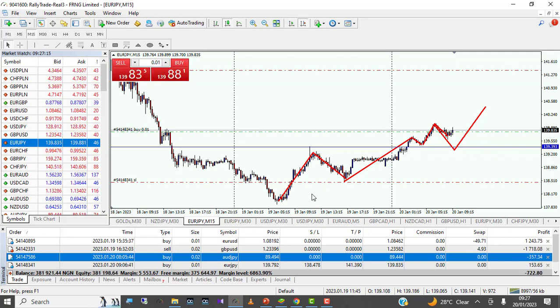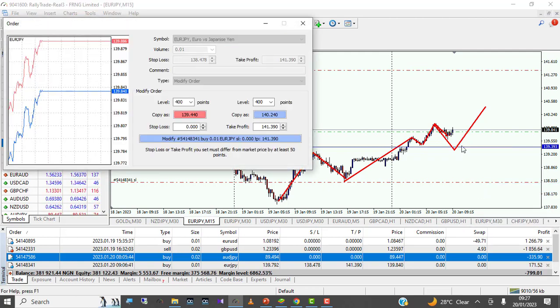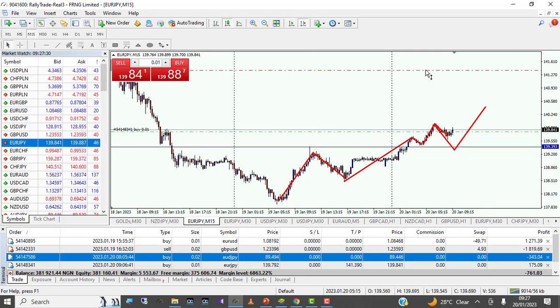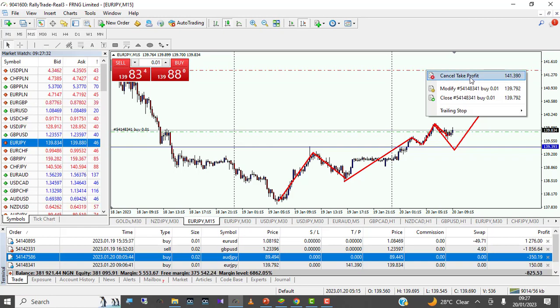So that is what you do. Once you place a trade, just like I've done, I've entered the trade. The next thing to do is to set your stop loss and your take profit. I've already set mine, so let me quickly remove it so that I can demonstrate again how you can set stop loss and take profit.